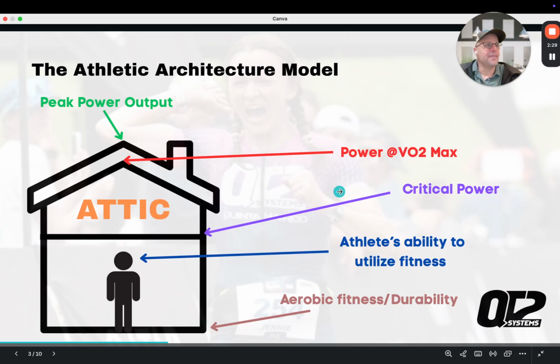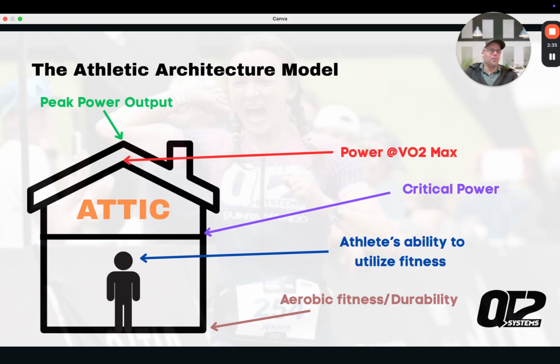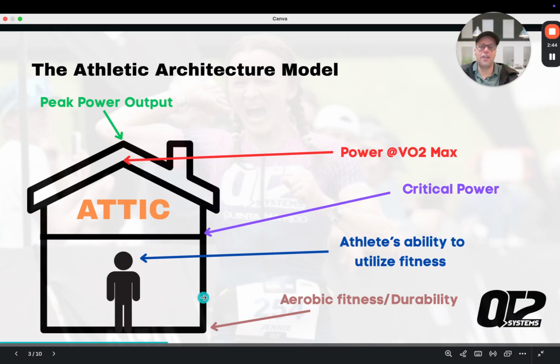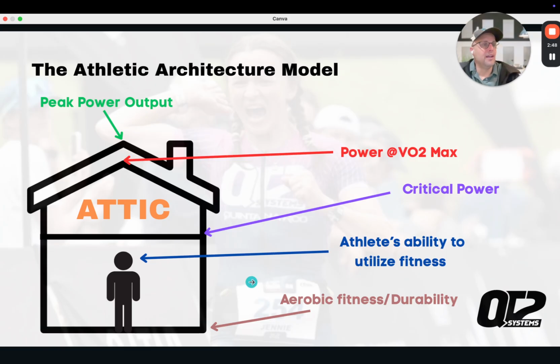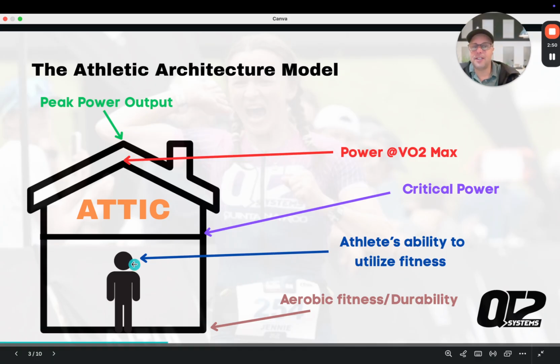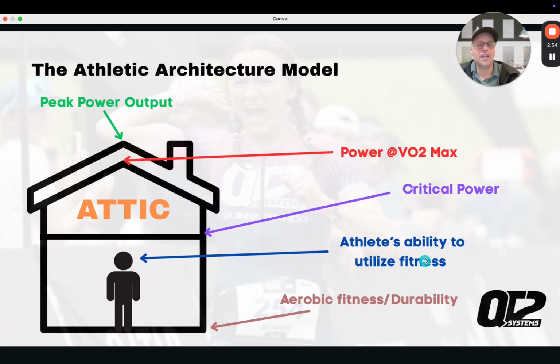If we expand the width of the floor, if we make the floor wider with more aerobic work and building training durability, the size of the house grows in a proportional kind of way, such that everything improves, and I'll touch upon that in a minute. The size of the person in the house represents the athlete's ability to utilize the fitness that they do have.